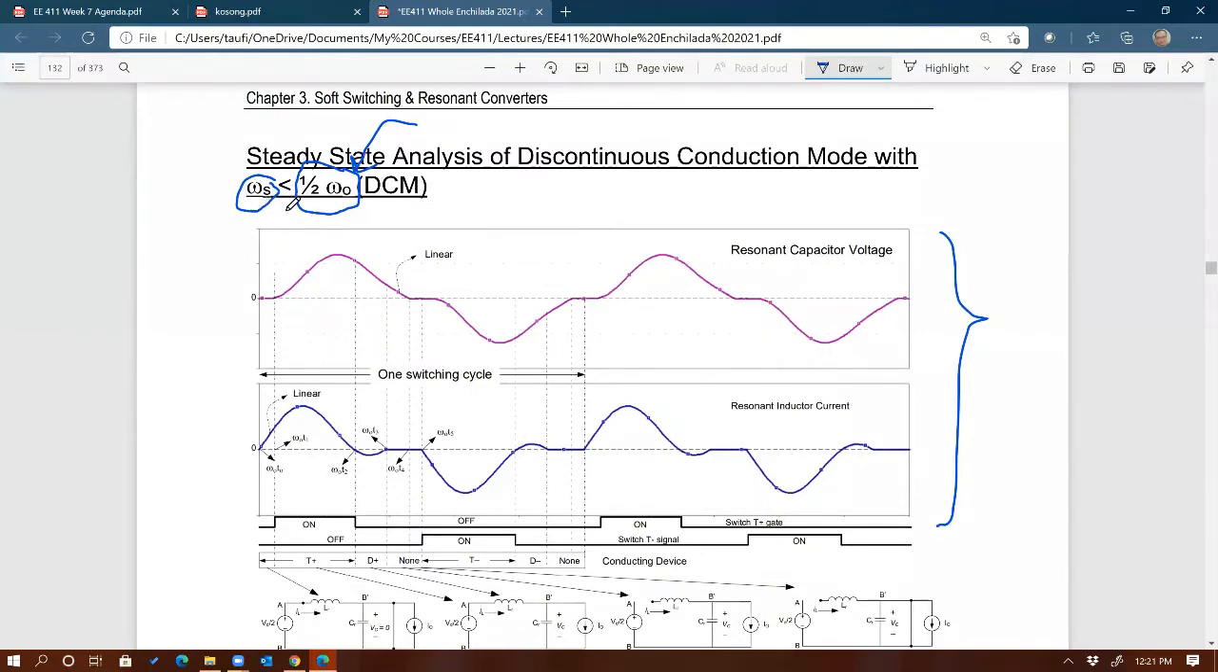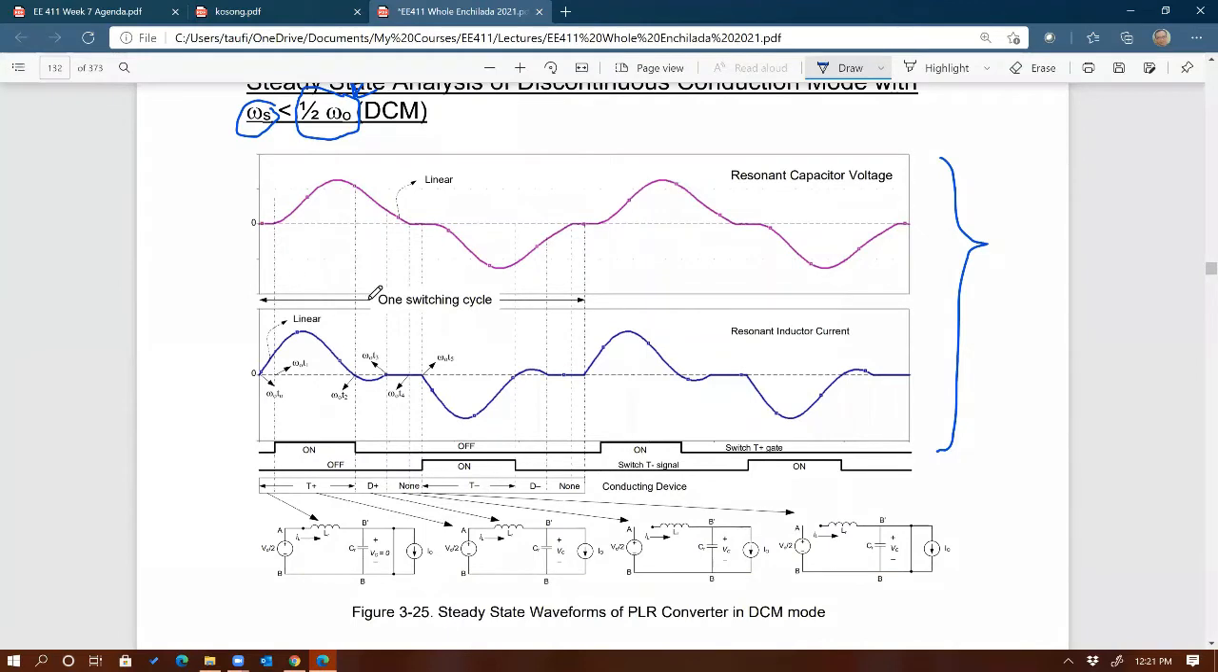So if, for whatever reason, you choose the switching frequency to be less than half of the resonant frequency, then again, you'll be operating the circuit in DCM. So let's look at the DCM current right here, the inductor current. It looks similar to the SLR, except if you notice, in SLR, you have two different humps.